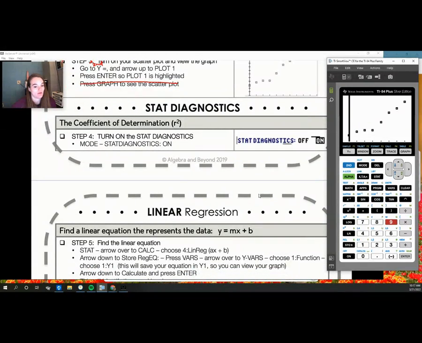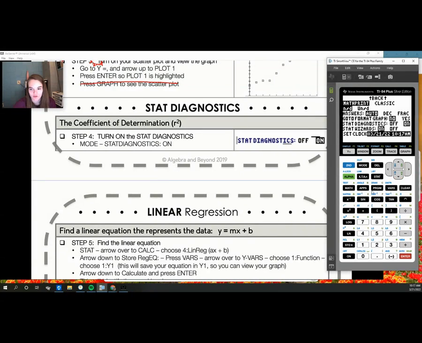Now we're going to talk about the coefficient of determination, which is r squared. And the closer to 1 it is, the better it is. So step 4 says turn on the diagnostics. And we're going to do that by pressing mode right here, and looking to see where stat diagnostic is. I don't see it, so go down until there's stat diagnostic. Notice how it's off. So we need to go down, and we need to turn it on.